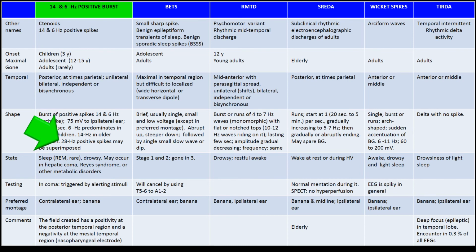The arrow here points to the fact that these 28 Hz positive spikes and wave are considered within the context of 14 and 6 positive bursts.